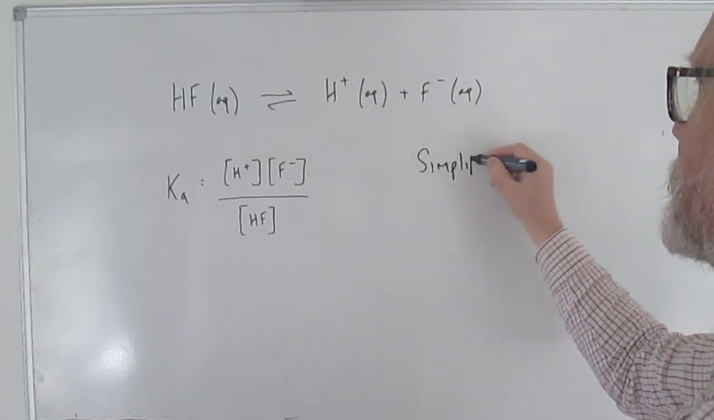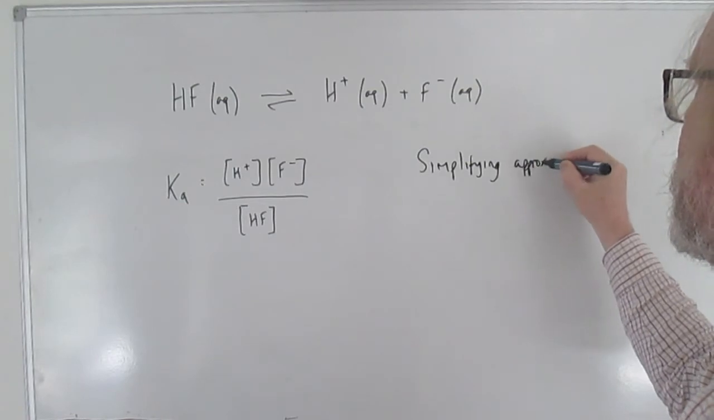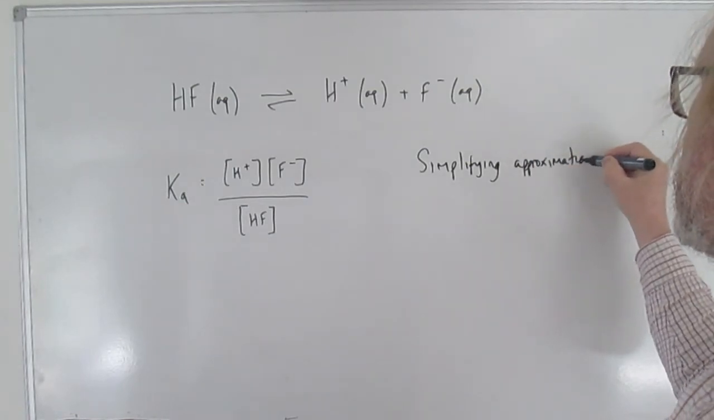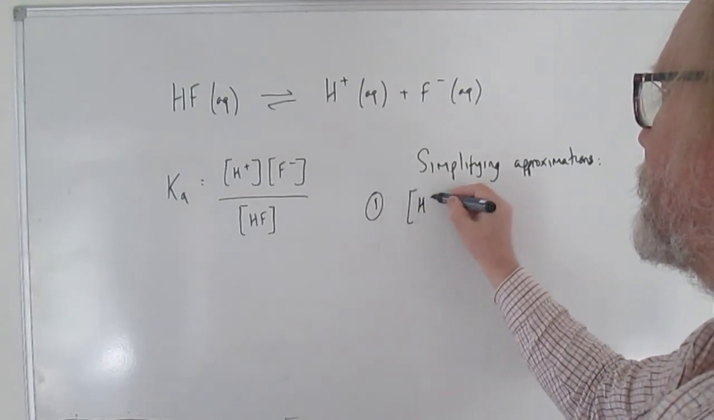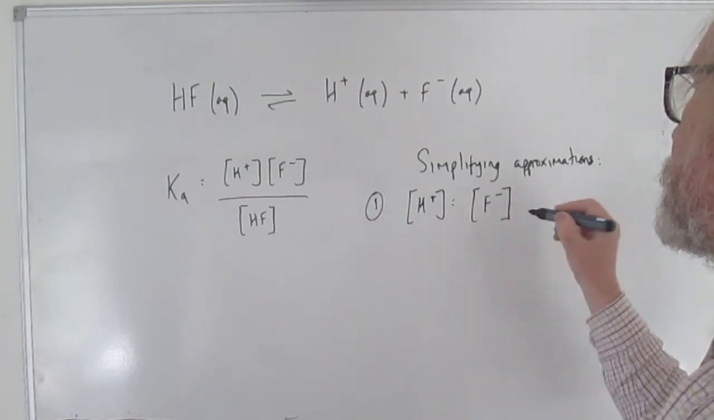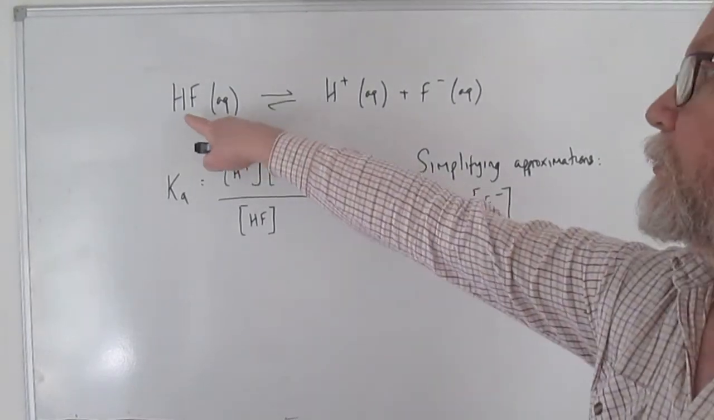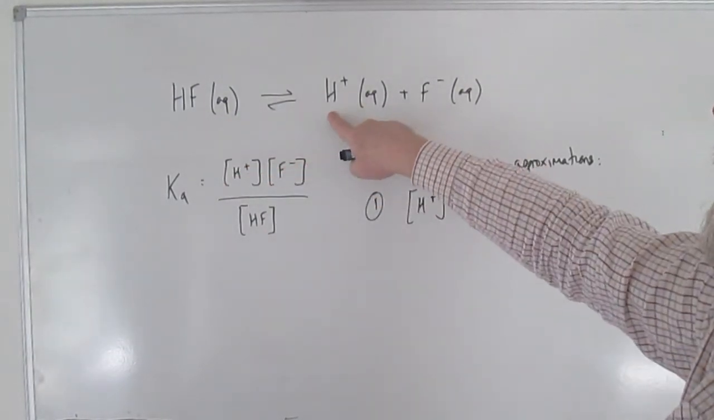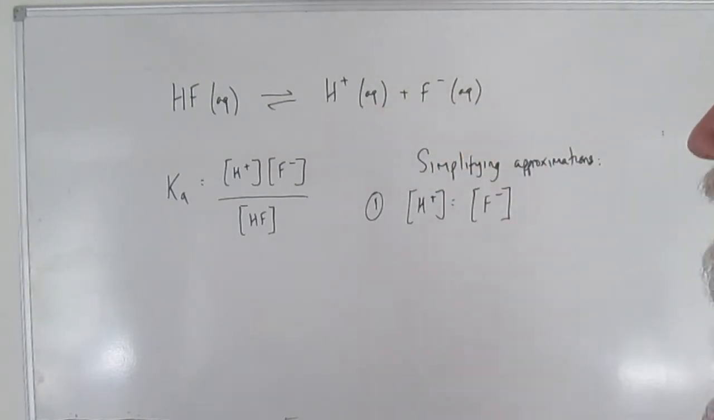So if we write down our simplifying approximations, the first one is to say let's let [H+] equal [F-]. And you might think, well, that's not really an approximation, because it's very similar to what we talked about when we talked about ionization of water. When HF ionizes, every time you make one of those, you make one of those. So surely the concentration of those will be equal.